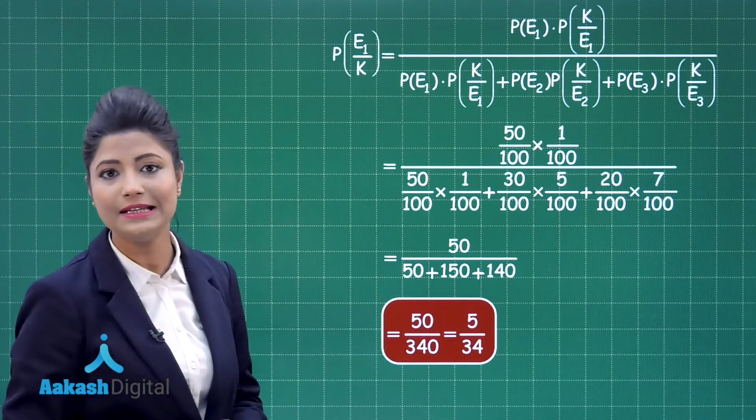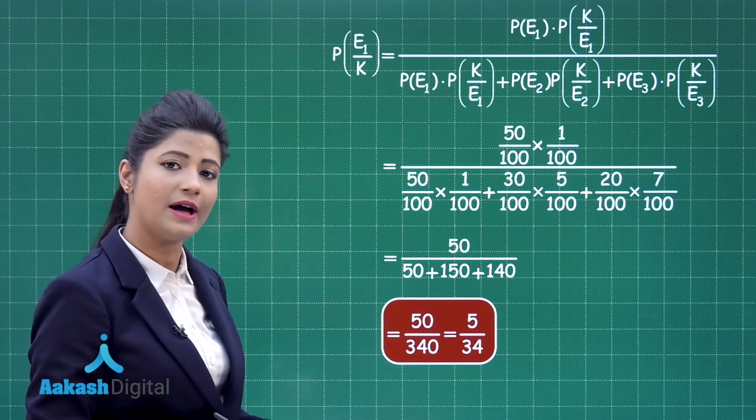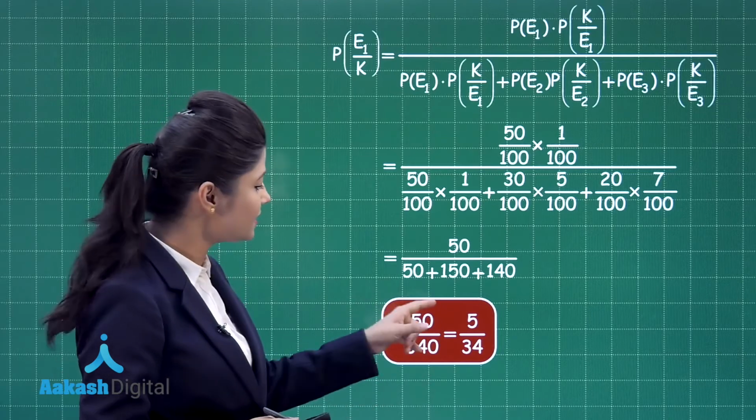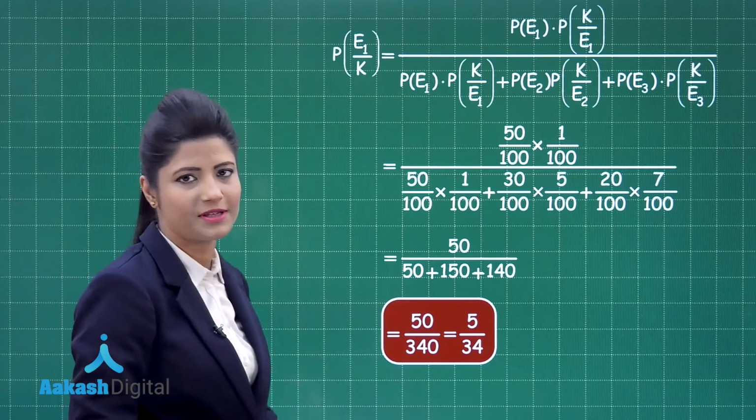So I can definitely state here that when the defective item is chosen out of the stockpile, then the probability that it was produced by A is 5 by 34. So this is the required answer for this question.